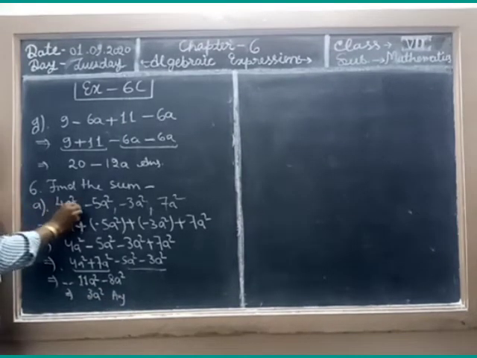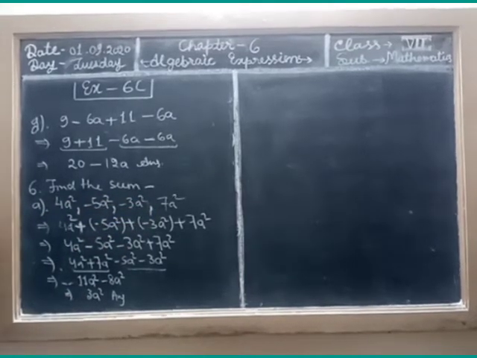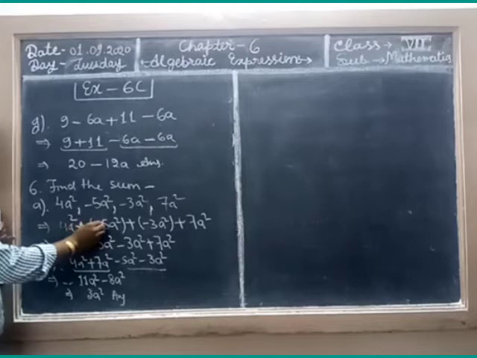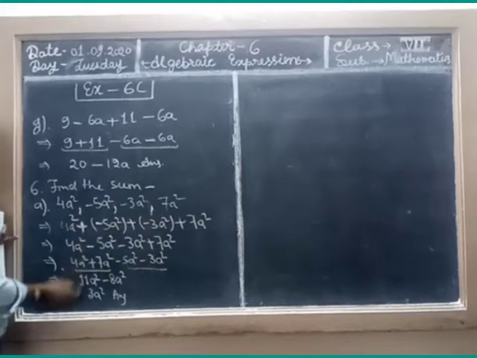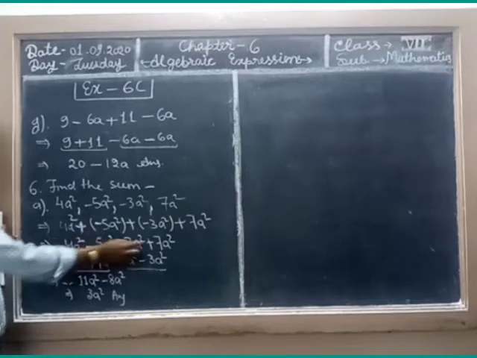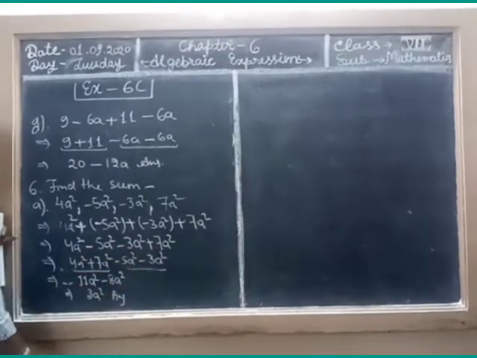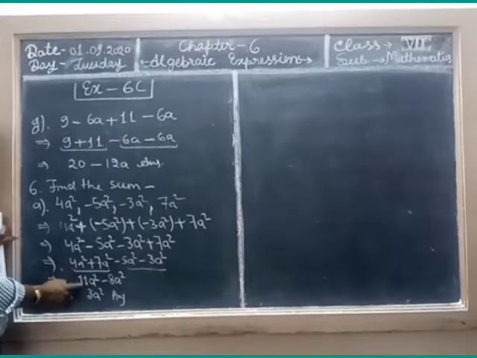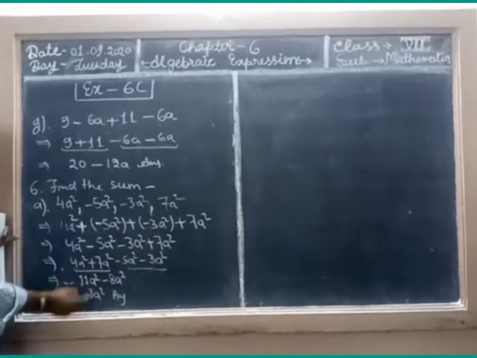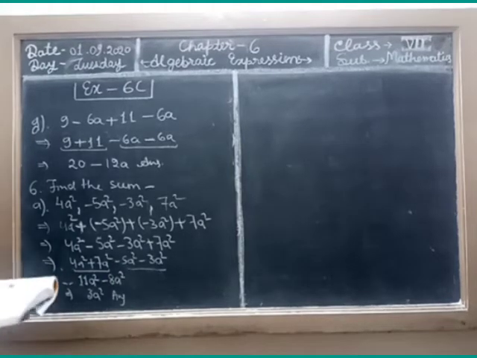Clear? Initially we put plus sign in place of comma, then plus minus, plus minus. Now we rearrange plus 4a square plus 7a square in this manner, and minus 5a square minus 3a square in this manner. So 4 plus 7, 11, minus 5 minus 3 minus 8, 11a square minus 8a square, that is 3a square. So this is your final answer.